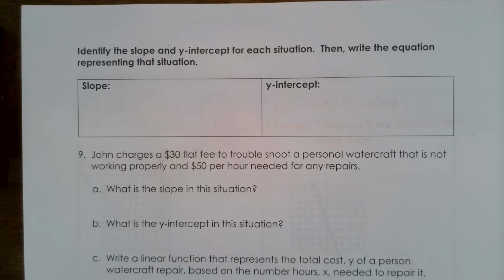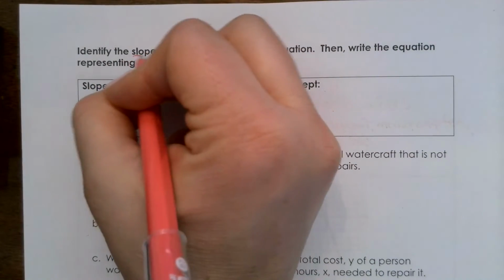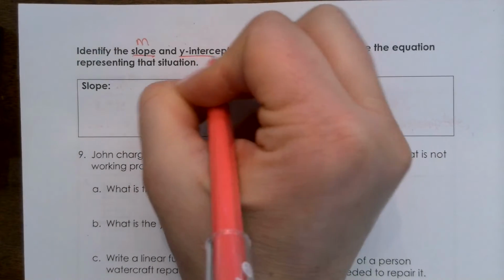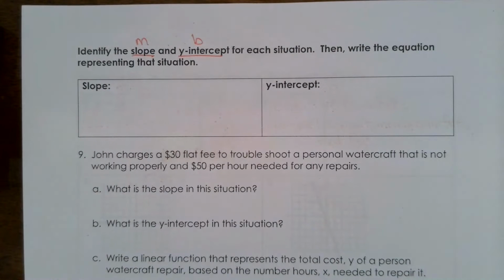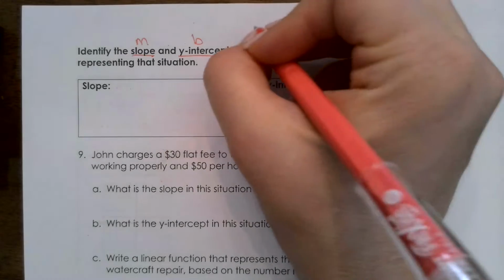And welcome. You should be on page 51 of your quarter 2 pre-algebra notebook. We are working on identifying our slopes, m, and y-intercepts still, but in this case, we're going to be identifying them in practical problems or word problems.